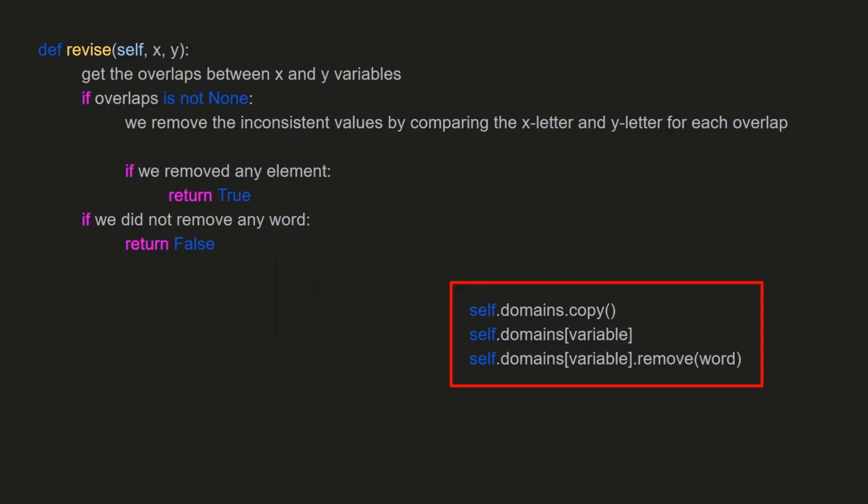We have also the revise. First we get the overlaps between x and y variables. If it overlaps, we remove the inconsistent values by comparing the x letter and the y letter for each overlap. If we remove any element, we return true. If we did not, we just return false.